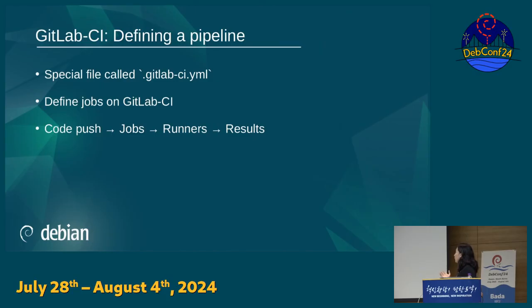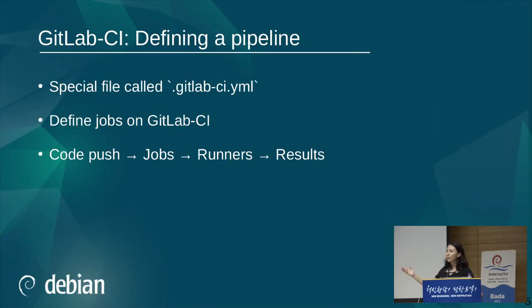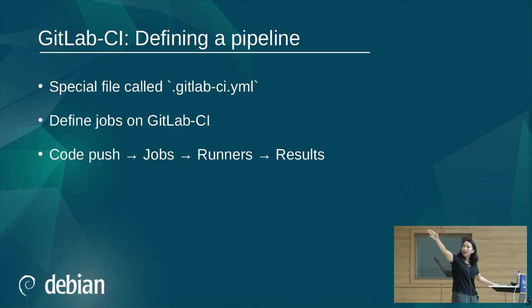So a crash course on GitLab-CI. With GitLab-CI, you can define what we call a pipeline. So there is a special file that you can write, usually called .gitlab-ci.yaml. And there you can define jobs on GitLab-CI. And once you push your code, runners will pick these jobs, execute them, and generate results that you can see on GitLab-CI.